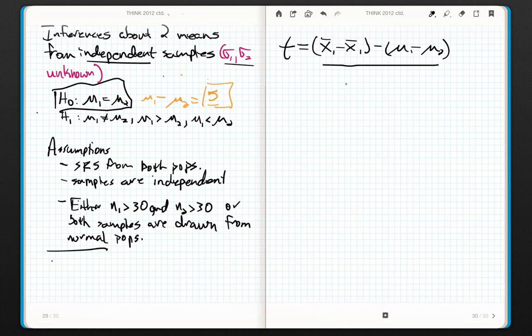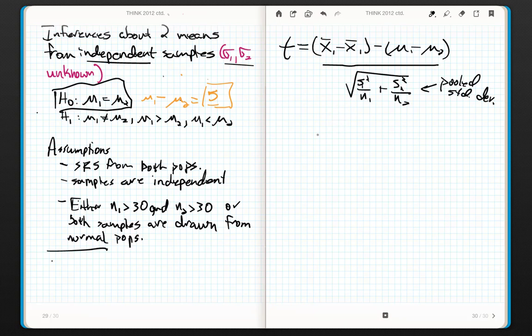And this is divided by the square root of, and I take the sample standard deviation from the first sample, and I square it, and I divide it by n1, and I add that to the sample standard deviation from the second sample, and I square it, and I divide it by n2. Sometimes you'll hear this referred to as the pooled standard deviation. Where again, it's kind of beyond the scope of the mathematics for this course. I just want you to see how this thing works.